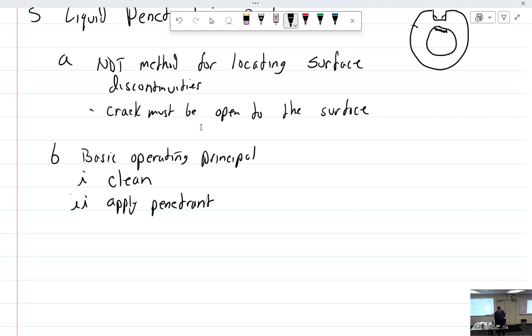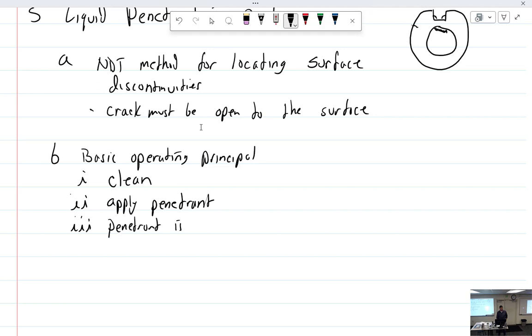But we are going to apply penetrant to the part. Like I said, we'll talk more about the methods. You can brush it, dip it, spray it, pour it. Dip, brush, spray, pour. All right, then what?